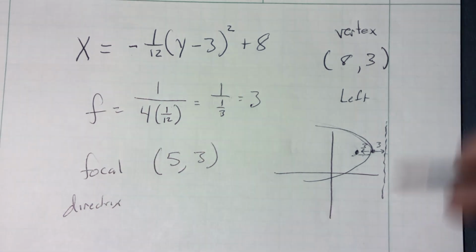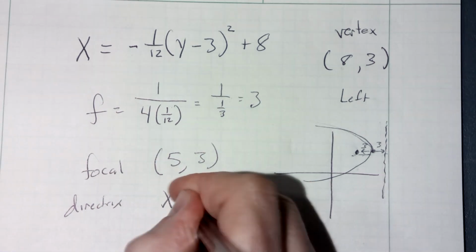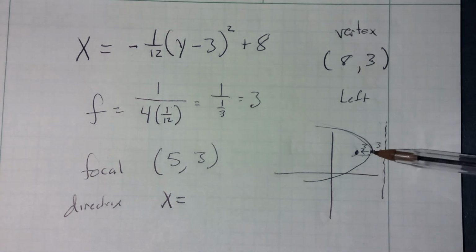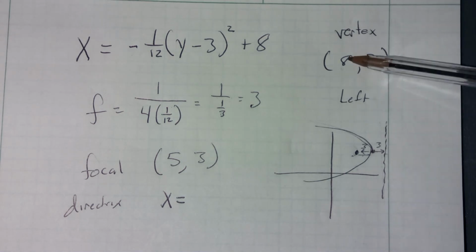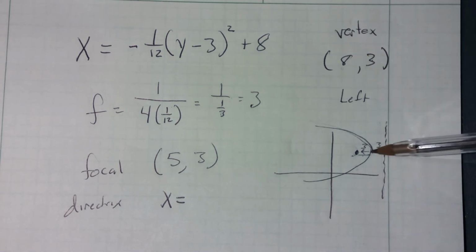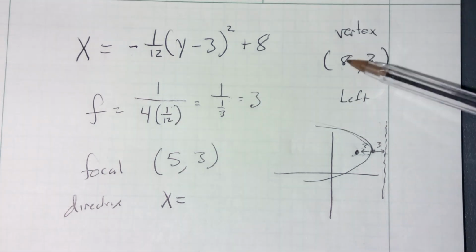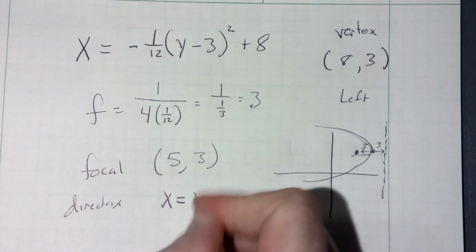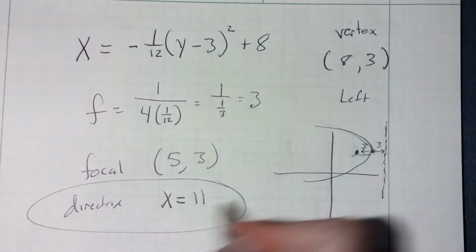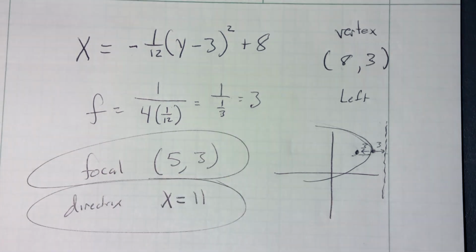My directrix is going to be a vertical line, so it's going to be x equals some number. Now again, it's going to be this x value, but since it's to the right, I'm going to add the focal length. Focal length is 3, so I'm going to add 3 to 8 and get 11. And so there's the equation of my directrix, and there's the equation of my focal point.